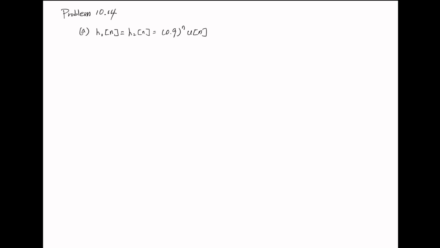Problem 10.14, they want us to find the convolution. The first problem, h1 of n and h2 of n are equal and given as 0.9^n u of n. Put it into the convolution definition, then we have y of n equals h1 of n convolved with h2 of n, which equals the summation k goes from negative infinity to positive infinity of 0.9^k u of k times 0.9^(n minus k) u of n minus k.